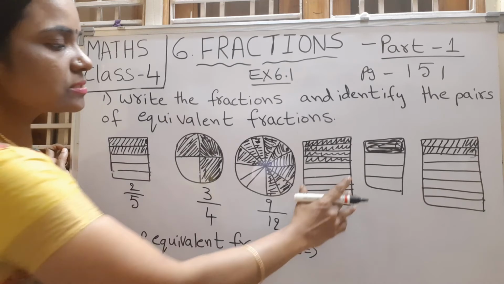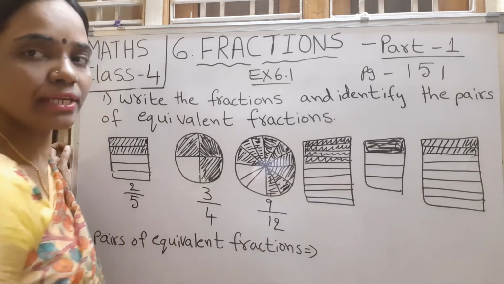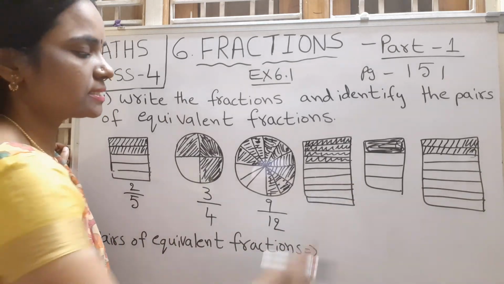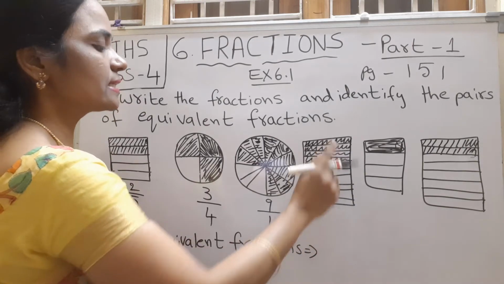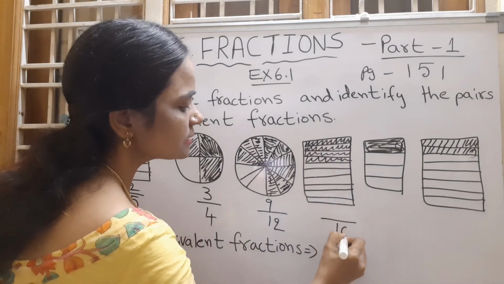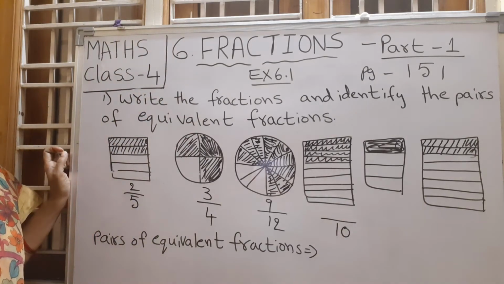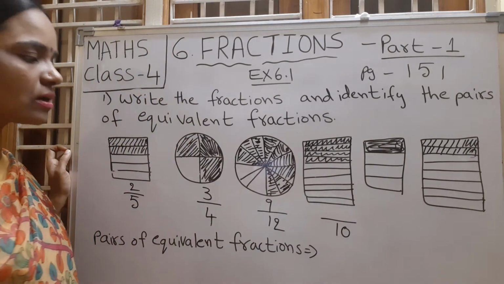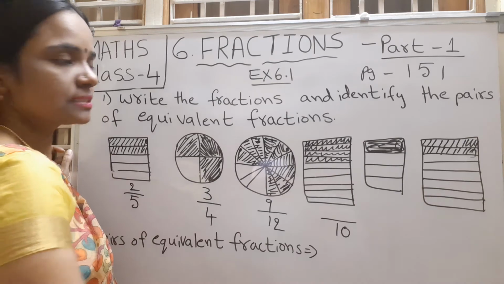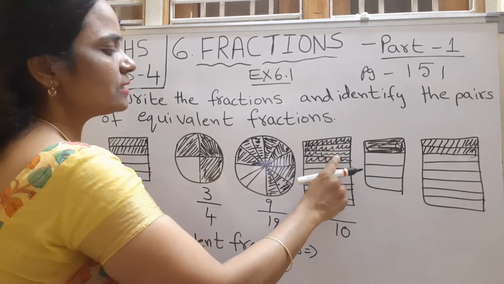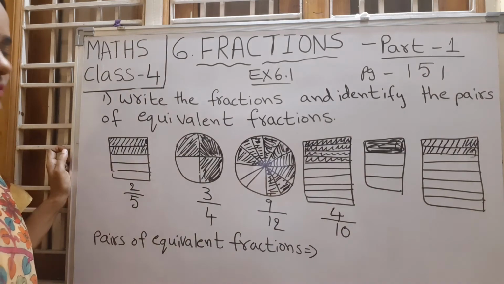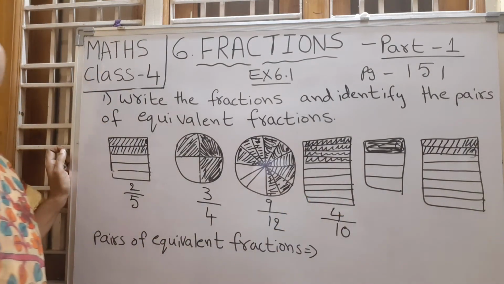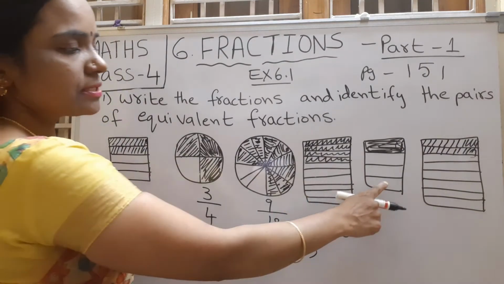This shape is divided into how many equal parts children? Shall we count? 1, 2, 3, 4, 5, 6, 7, 8, 9, 10. So the shape is divided into 10 equal parts. Out of 10, how many are colored? 1, 2, 3, 4. Only 4 are colored. So what is the fraction for the given shape? 4 by 10. Yes.